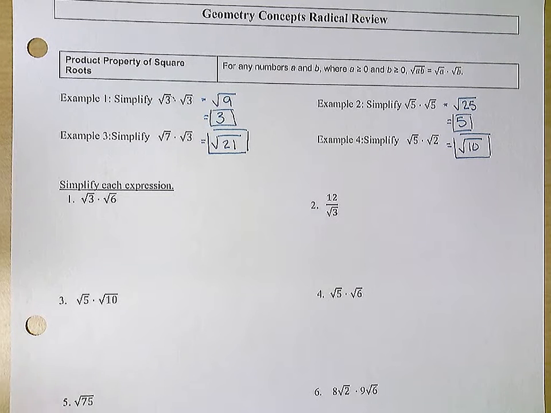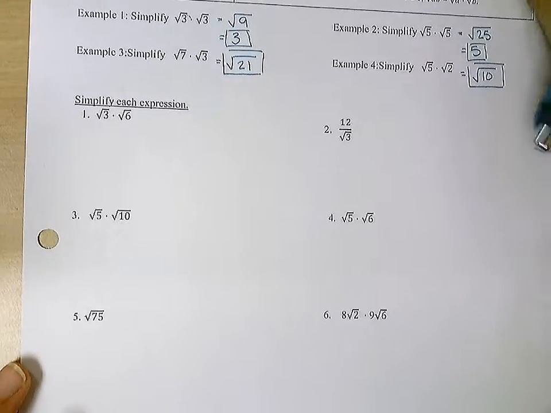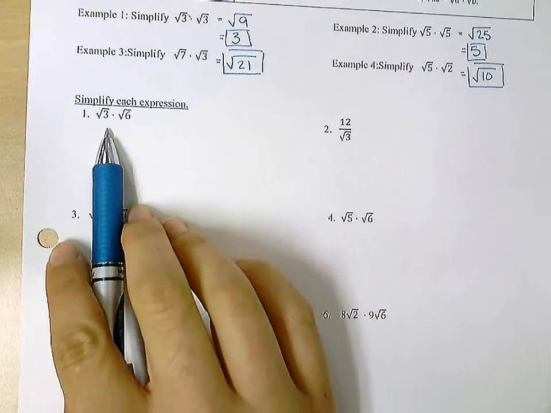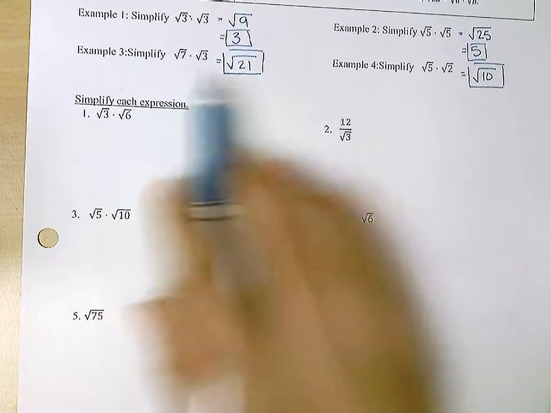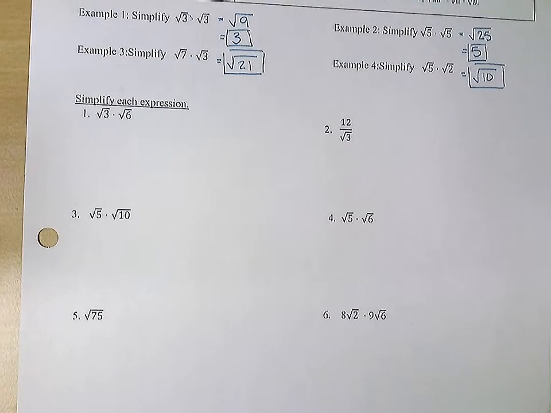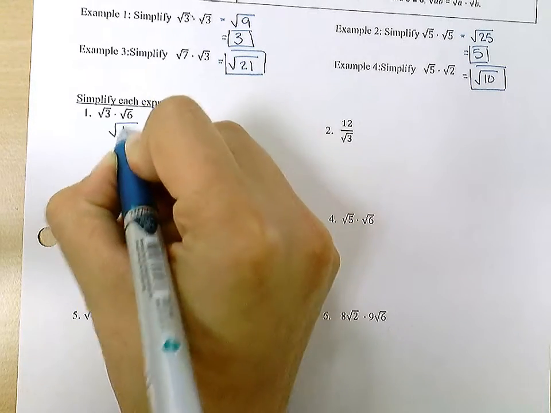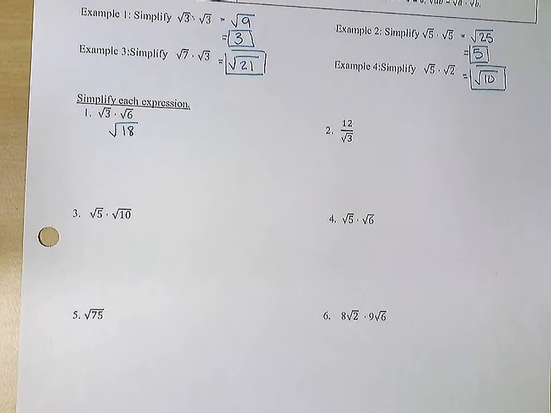All right, we're going to make everything a little bit more complicated. It's not really complicated, but we're going to simplify it further from here now. So in number 1, we're going to do the same thing we did in examples 3 and 4. Okay, we can multiply these two together, right? So I have 3 times 6 to get the square root of 18. But the square root of 18 can be simplified. Okay, I can simplify this.